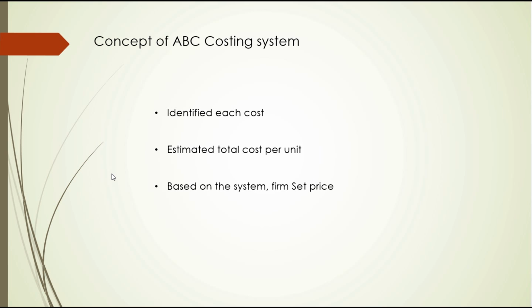Based on these statistics, firms can set a price that is higher than the costs per activity, which can help the firm have greater control and get higher profit. Moreover, the ABC costing system is more accurate than direct costing or variable costing.